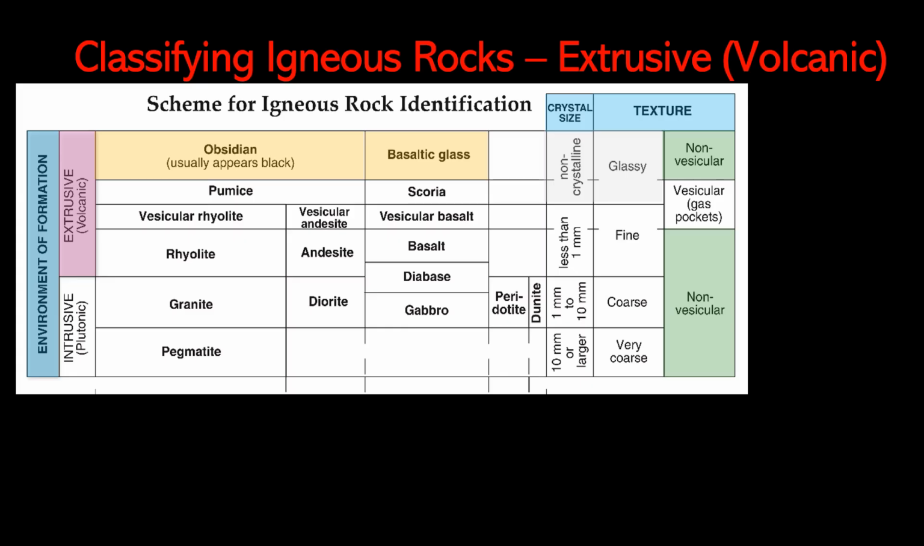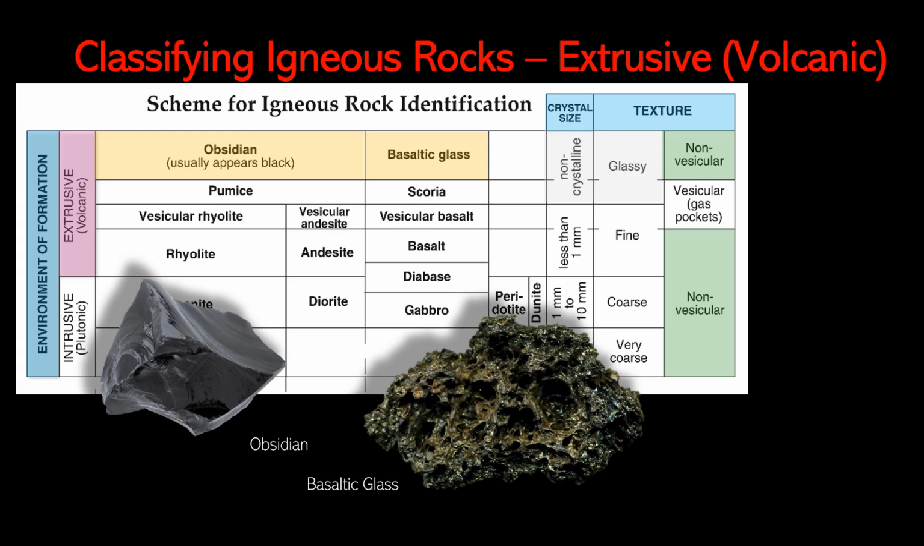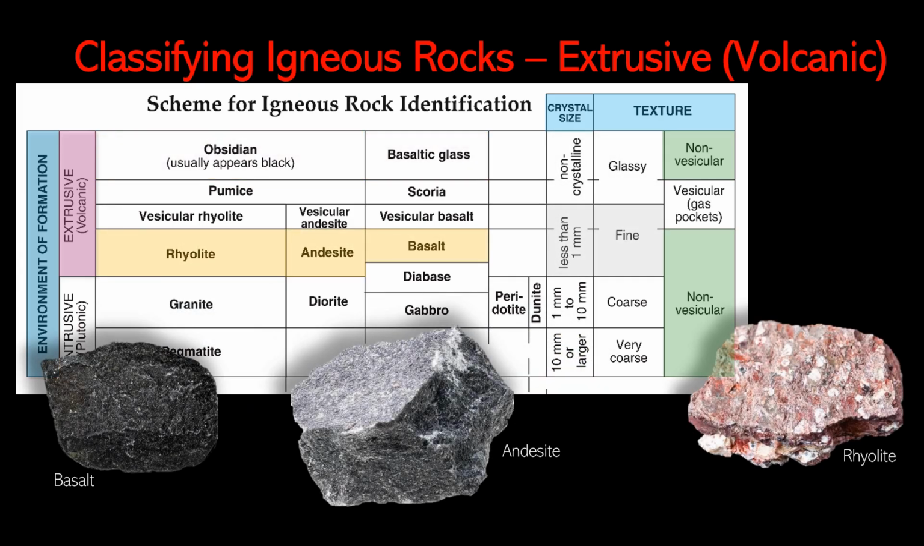If the rate of cooling is almost instantaneous, then there is no time for crystals to form and you get a glassy obsidian, or possibly a basaltic glass. The most common fine-grained extrusive rock is basalt. Other fine-grained, extrusive rocks are andesite and rhyolite.